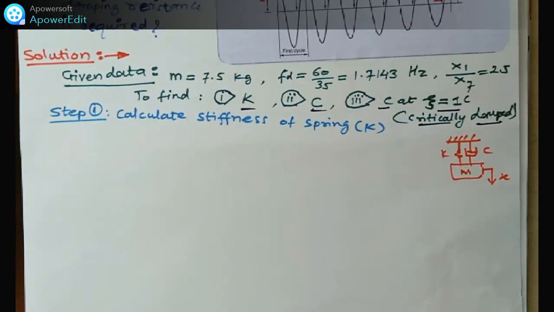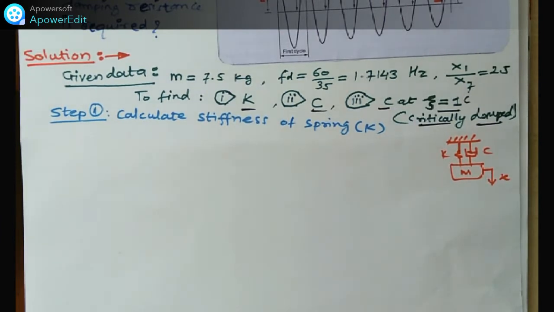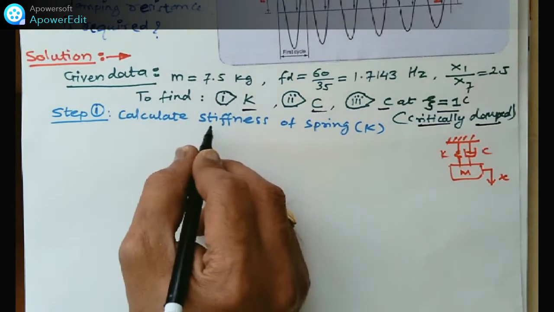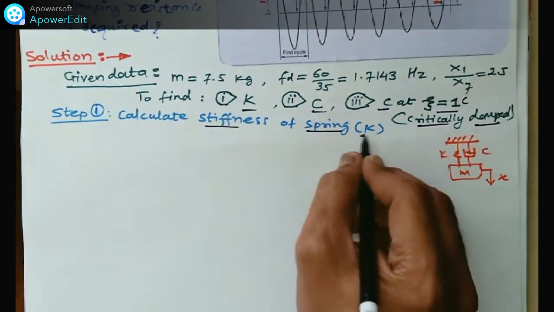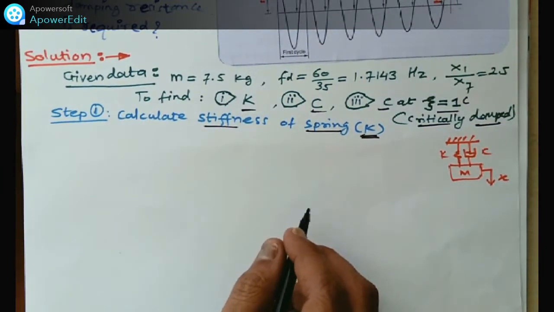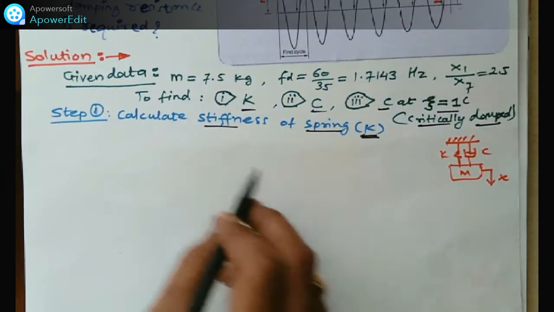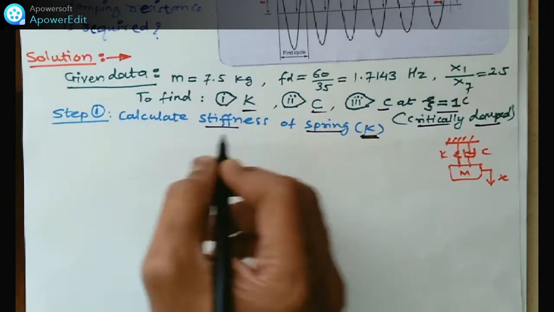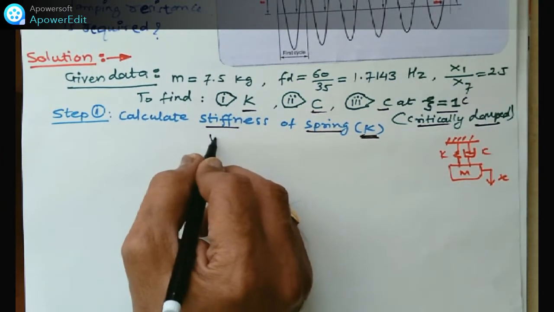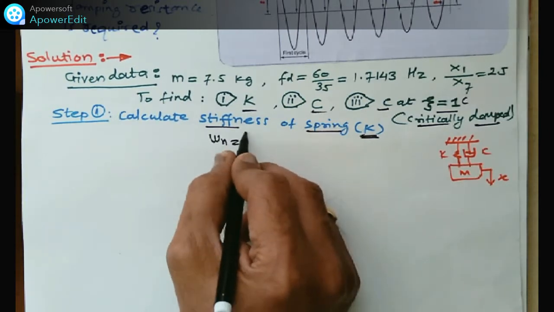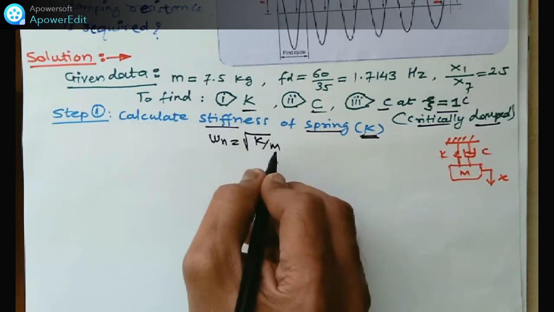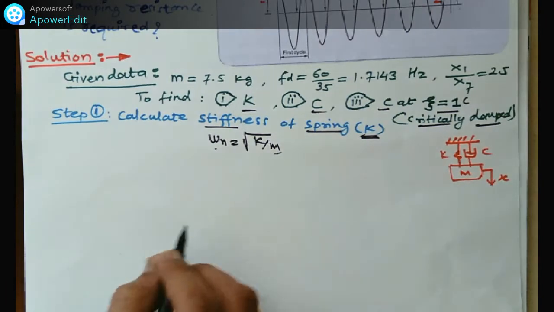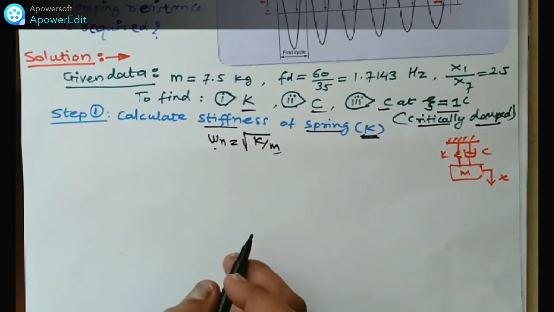We start with the first term, calculating the stiffness. Step 1: calculate the spring stiffness K. How can we find it here, friends? We know the formula: K can be found using omega n. Omega n is equal to root of K by m. We have the value of M, but we don't know the value of omega n, the natural frequency.